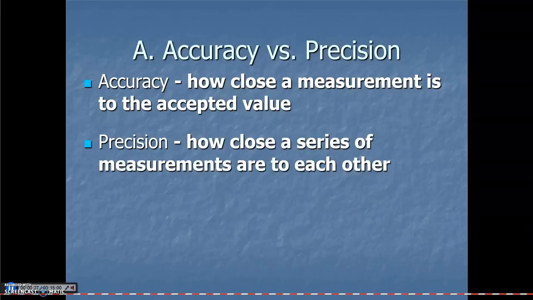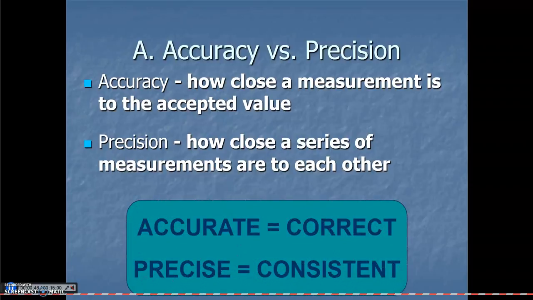Precision is a measure of how close a series of measurements are to one another. So if you're doing 3 trials, you want your measurements to be as precise to one another as possible, meaning you want all your measurements to be as close to one another as they can possibly be.